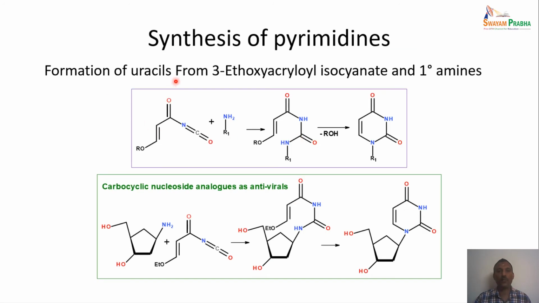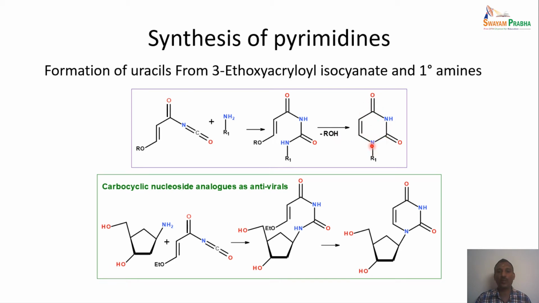Formation of uracil, which is shown here, can be achieved from ethoxyacryloyl isocyanate and a primary amine. The primary amine is shown here, and this is the ethoxyacryloyl isocyanate. This is the isocyanate unit, and this is the ethoxyacryloyl unit. These two are present in the same compound, and when it is treated with an amine, it leads to this particular intermediate, which loses the alcohol moiety to give the uracil as shown here.